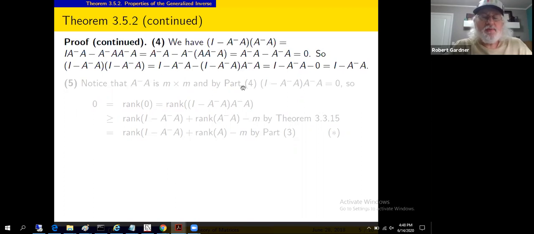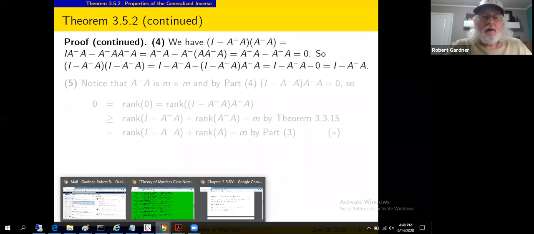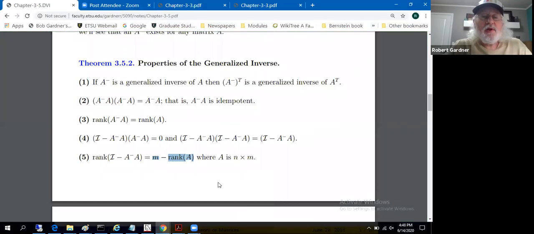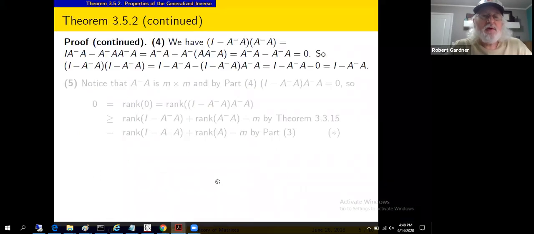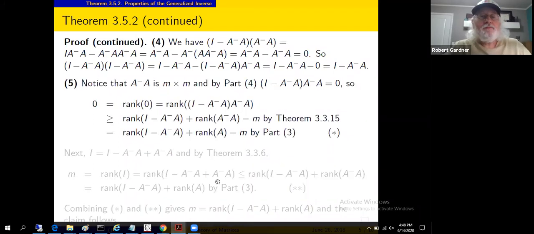Now we're trying to show something about rank. What are we trying to show? We're trying to show the rank of that I minus deal is the number of columns of A minus the rank of A. So that's what's up next.